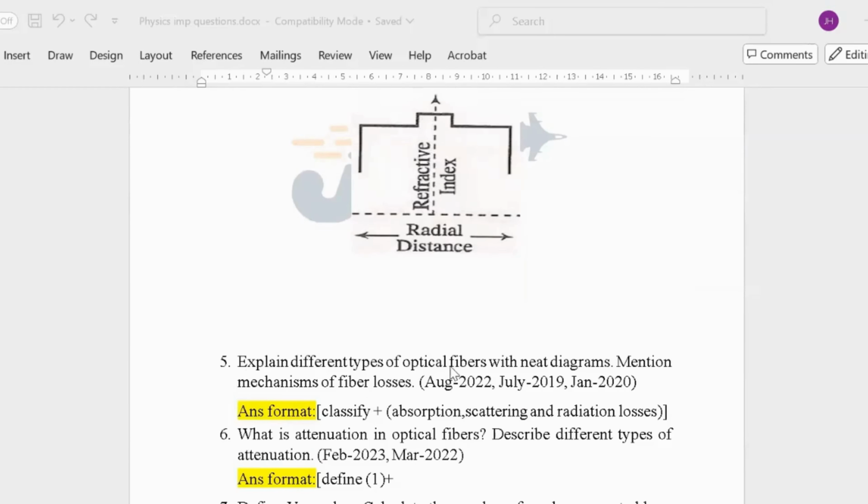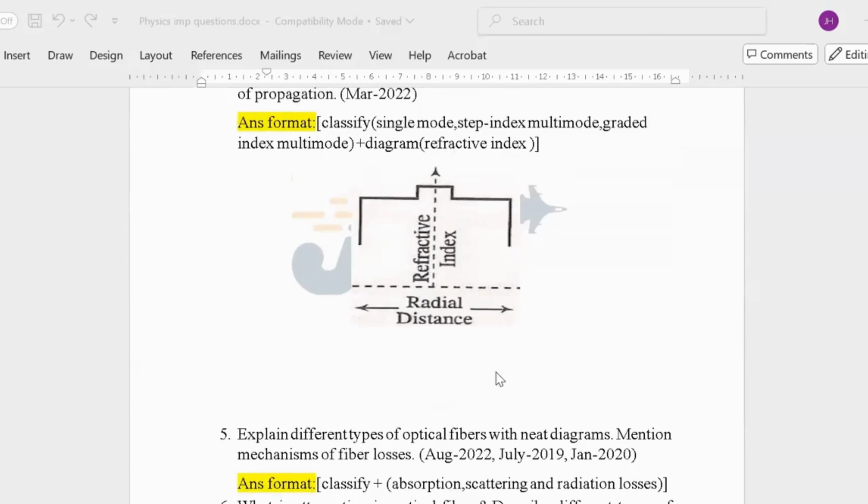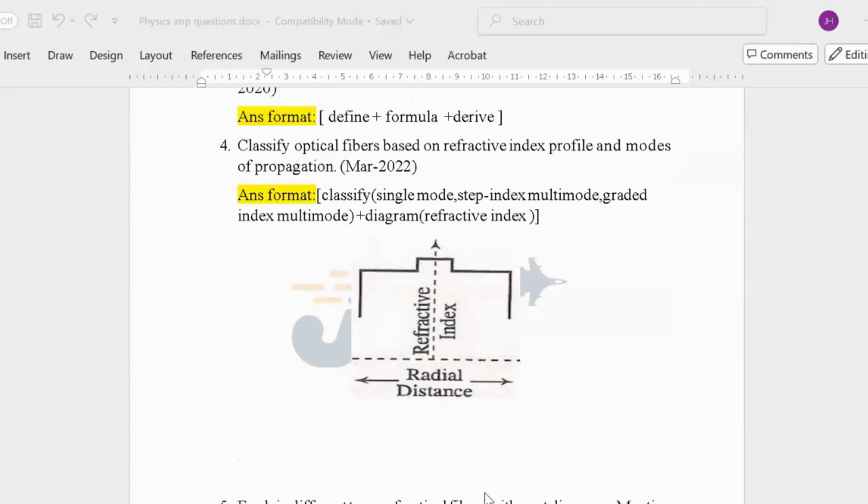Explain different types of optical fibers with neat diagram and mention the mechanisms of fiber losses. So classify, then the losses are absorption, scattering, and radiation losses, right? That is for the second part of the question. The first part is again covered from the previous question, both are the same, right?